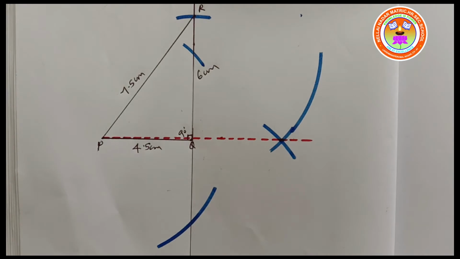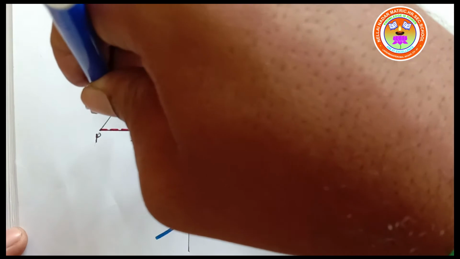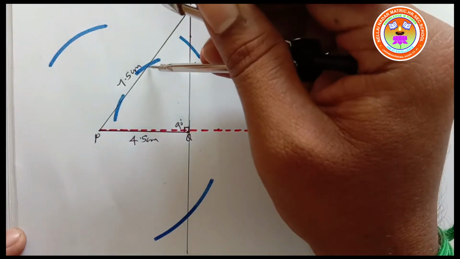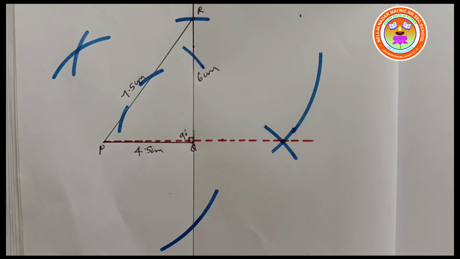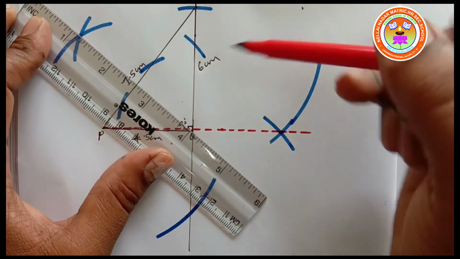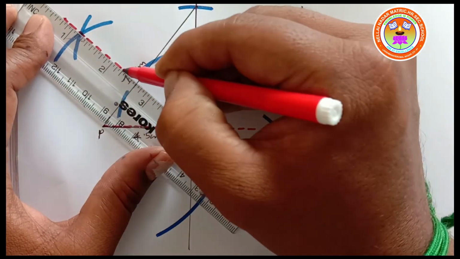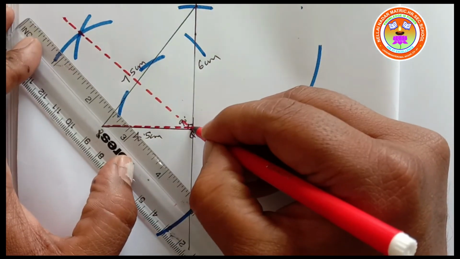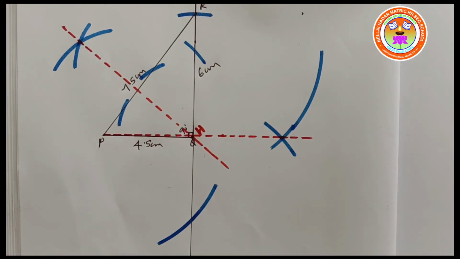Okay, how to draw altitude, children? For that, cut an arc like this with same radius. Now from point Q, so the point lies here. This point is H. Explanation: this is the orthocenter.